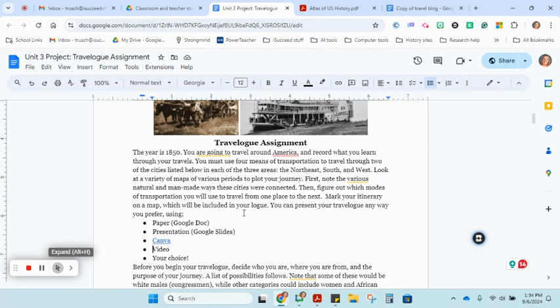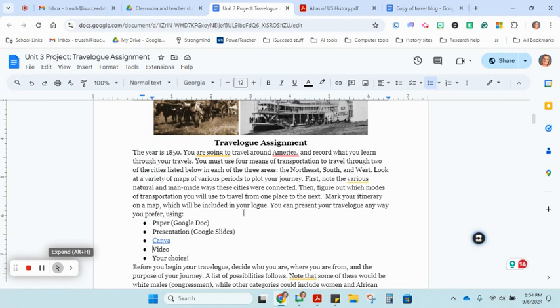Okay? Look at various maps to plot your journey. First, note the natural and man-made ways that these cities are connected. Then, figure out which modes of transportation you will use to travel from one place to the next. Mark your itinerary on a map, which will be included in your log.